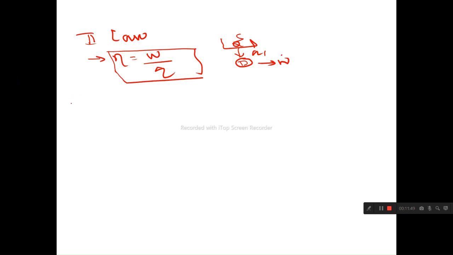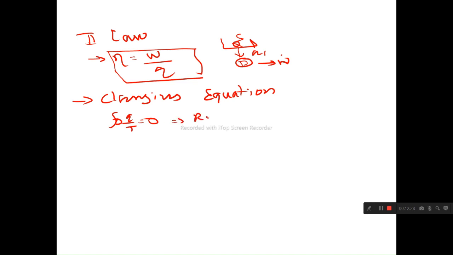One more is the Clausius equation. It says that in a reversible cyclic process, the integral of the heat supplied divided by the temperature equals zero. In an irreversible process, it is less than zero.